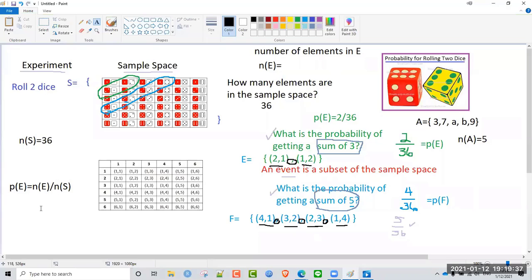E divided by n of S. So now we have a formula. This is exactly what we did. We just counted how many elements were in E, that was 2, and how many elements are in the sample space, that's 36. Same thing here. How many elements are in F, that's the number of elements here, or the number of elements here, and divided by the number of elements in the sample space. So this formula allows us to calculate probabilities. And it's not just for this one, also the previous whiteboard that we had would work just as well.